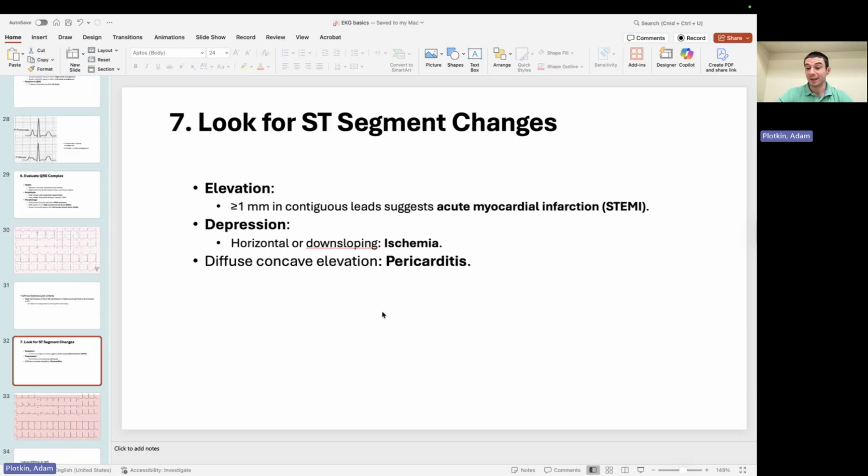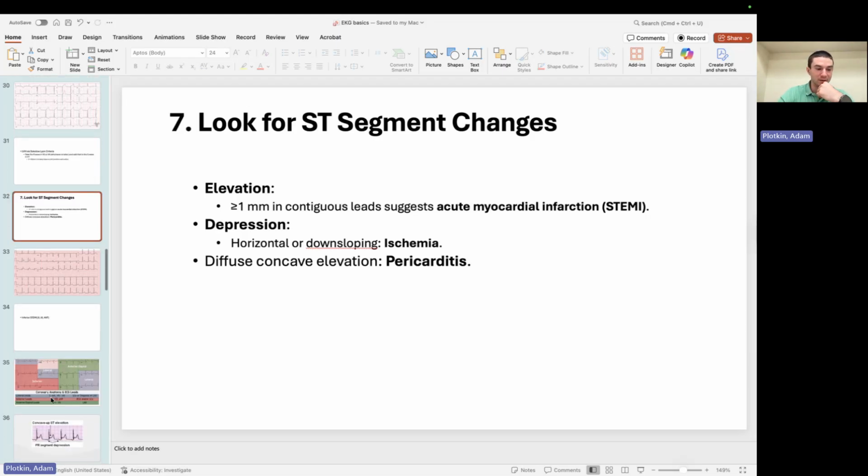We can look for ST segment elevations, right? So for the sake of M1, think about 1 millimeter elevation in contiguous leads could suggest a STEMI. If they're horizontal or downsloping ST segments, it could be ischemia, right? And remember, we look at the J point and we compare it to the baseline. I like looking at the baseline in between the PR interval and preceding the P. And if you have diffuse concave elevation, think about pericarditis.